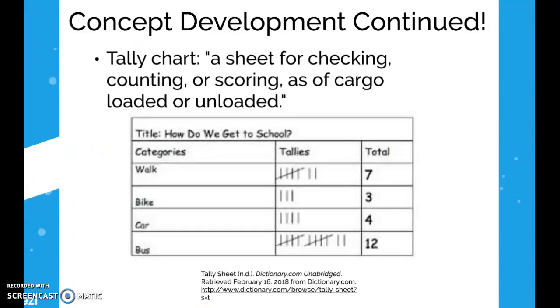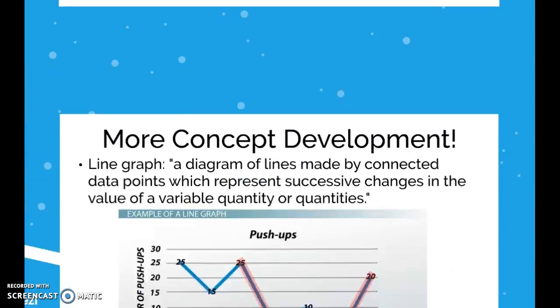Next, we're working with tally charts, which is a sheet for checking, counting, or scoring. This one goes through how do we get to school. As you can see, there are 4 categories: walk, bike, car, and bus. 7 people walk, 3 people bike, 4 people car, and 12 people ride the bus.